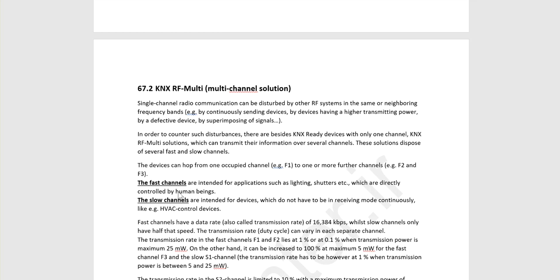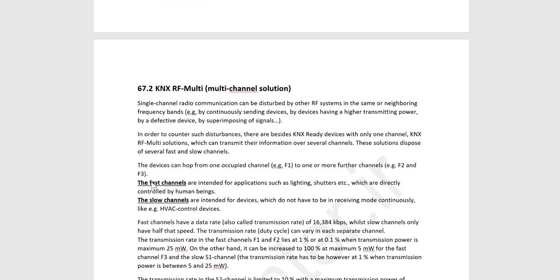Maybe in an exam they are going to ask you questions from here. The device can transfer from one occupied channel to one or more further channels.